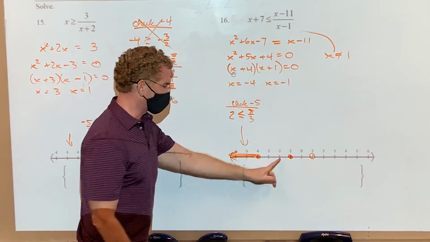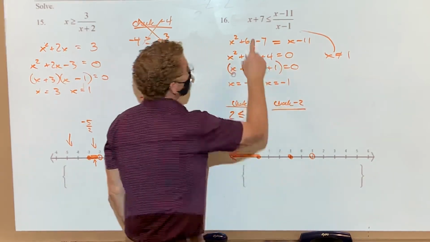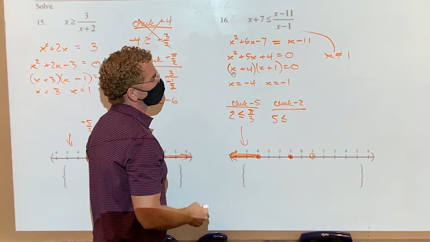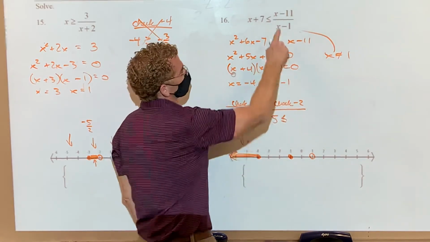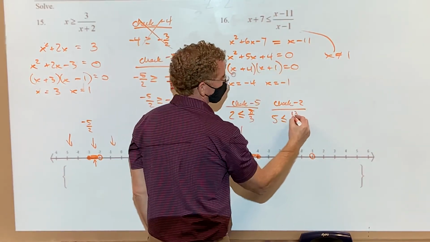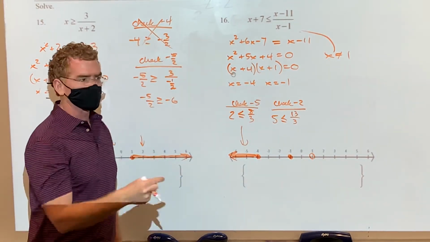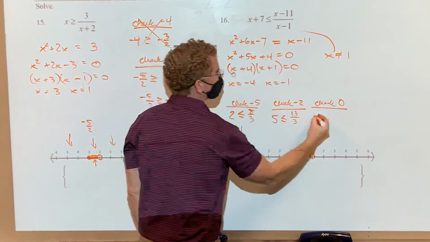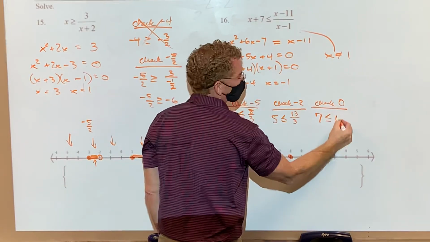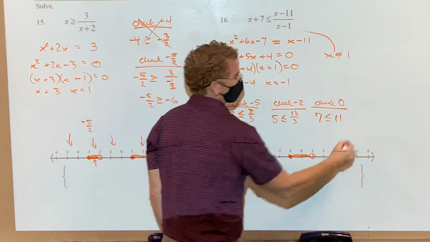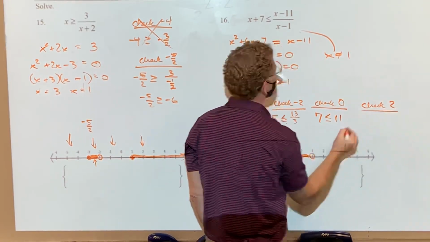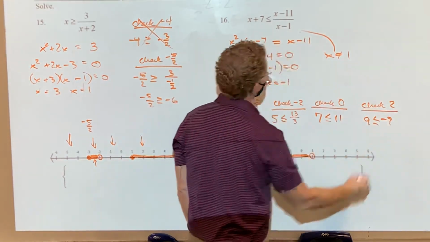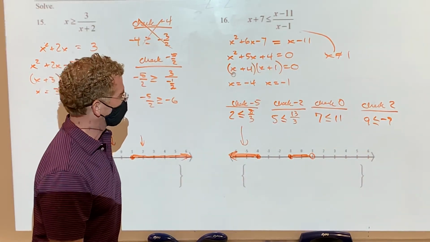All right? And then check something like negative 2, and I get positive 5 on the left, and negative 13 over negative 3, which is 13/3, which is about 4-ish. Is 4-ish bigger than 5-ish? So don't shade. Checking 0, super easy: 7 less than or equal to negative 11 over negative 1, which is 11. That's true. And then finally, checking something like 2 would be 9 over negative 9/1. That is not true.